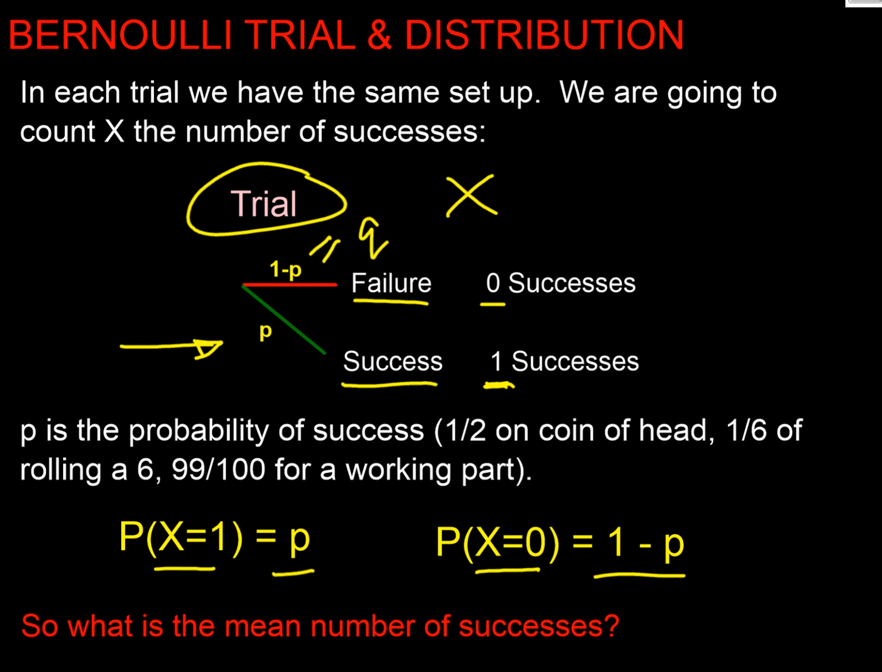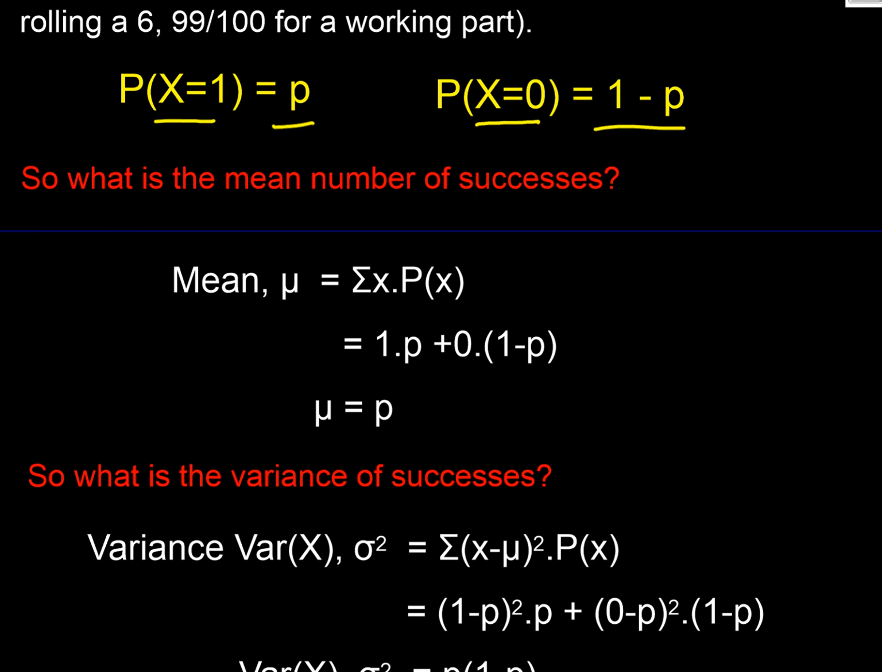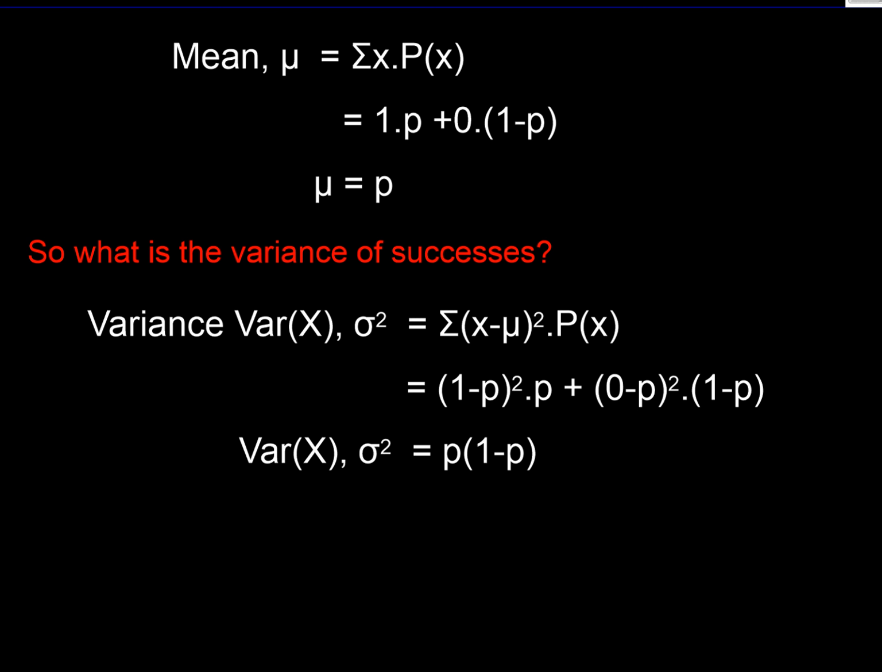What are the other things we need to know about this distribution? Well, we want to know the mean number of successes and the variance in the number of successes. So let's have a look at the mean, the expected number of X. Well, we use our standard formula, don't we? Just like we would in a table of values and probabilities, we take the number of successes, multiply that by the probability of those successes, and sum them all up.